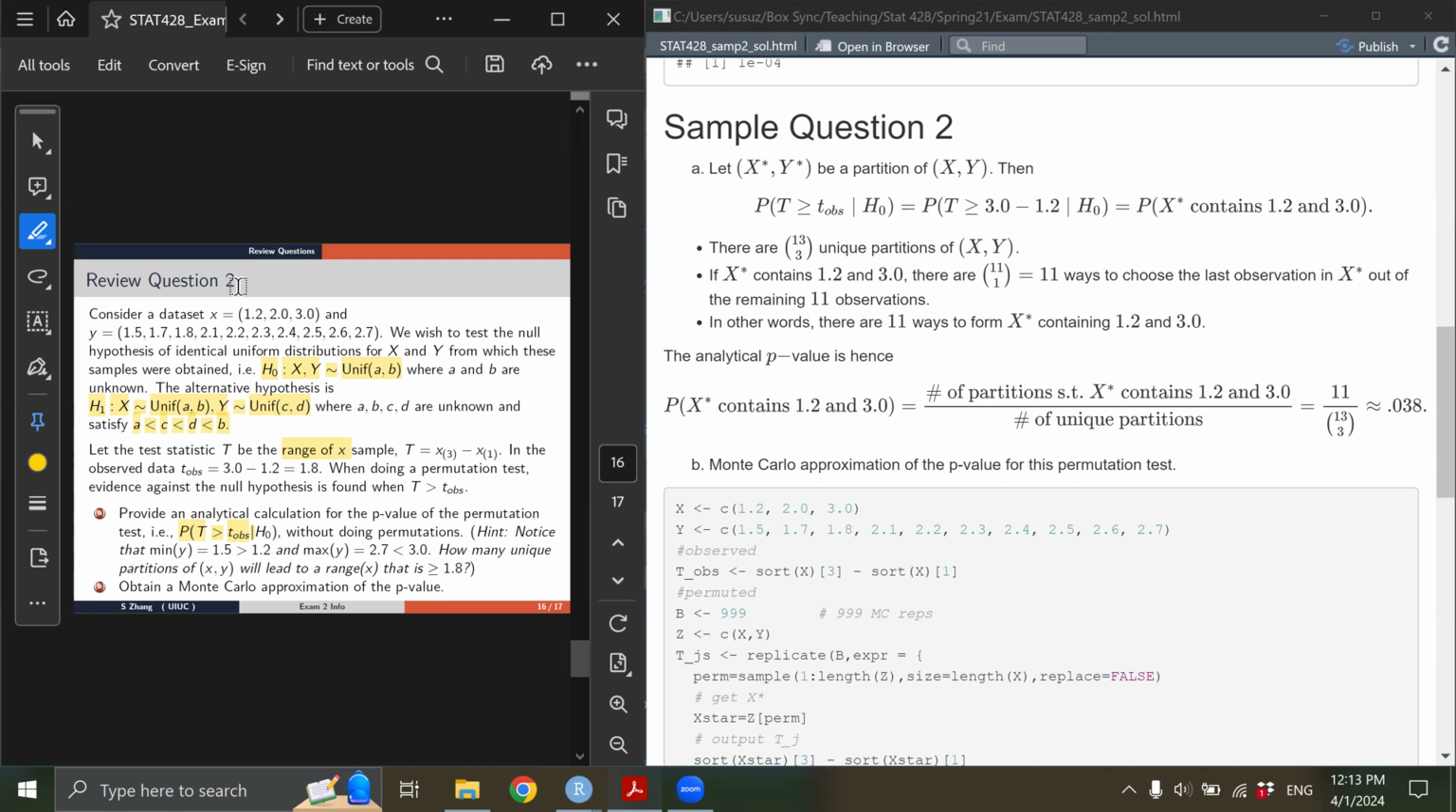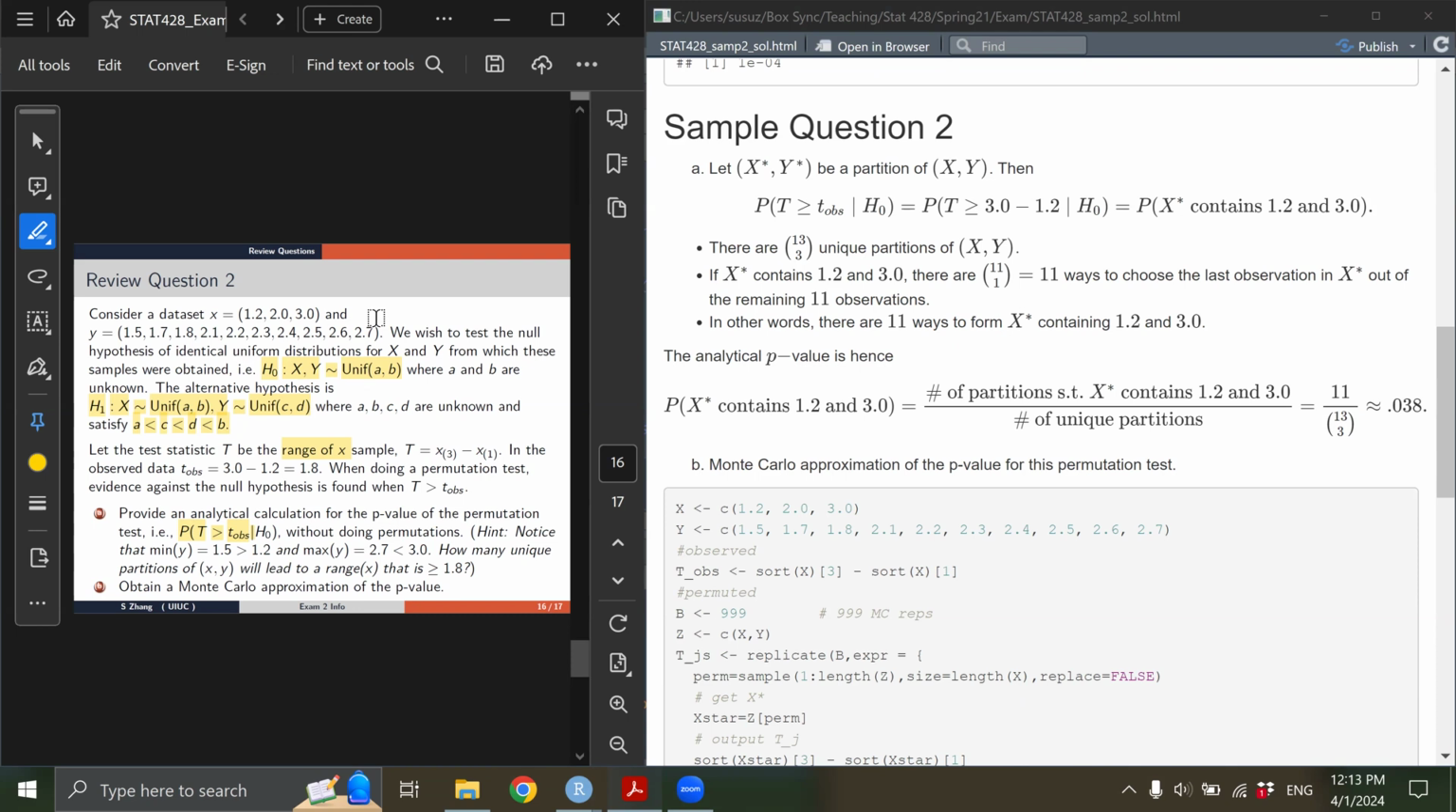We have a data set where X has a sample size of 3, right? So 1.2, 2, and 3 are the 3 observed values we have. And Y has a sample size of, if I remember correctly, 10, right? So these are the Y values that you have observed. We're interested in using this set X and set Y to do a hypothesis test of identical distributions.